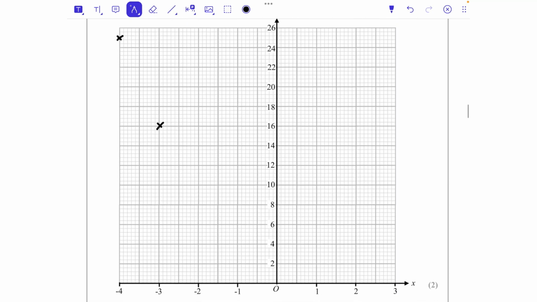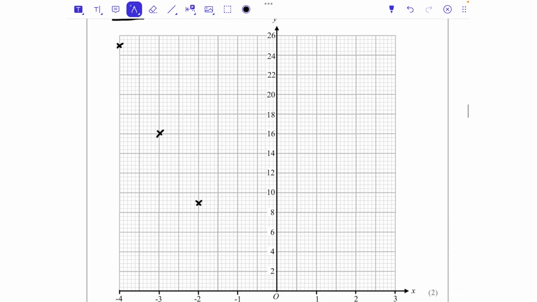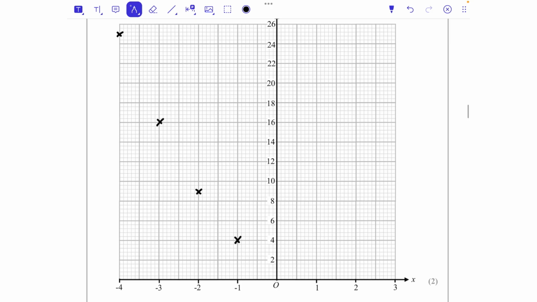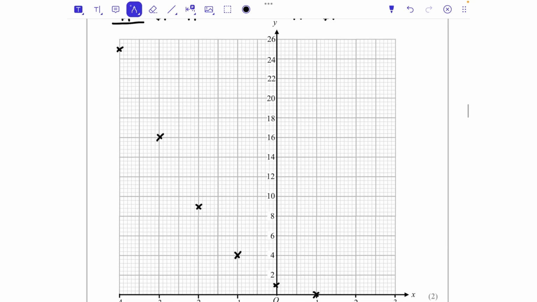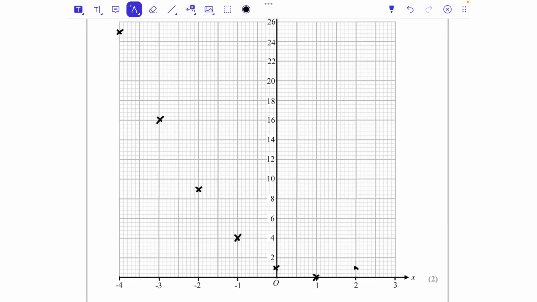Minus 29, minus 14, 0, 1, 1, 0, 2, 1, and 3, 4. There we go.